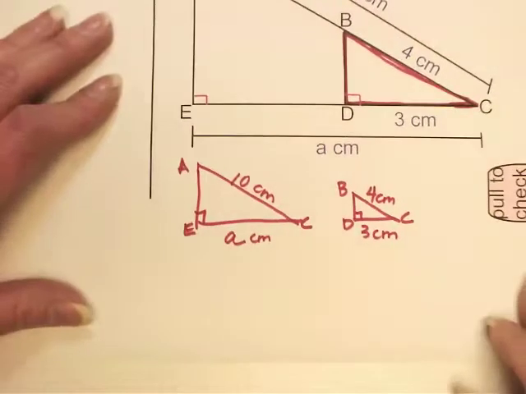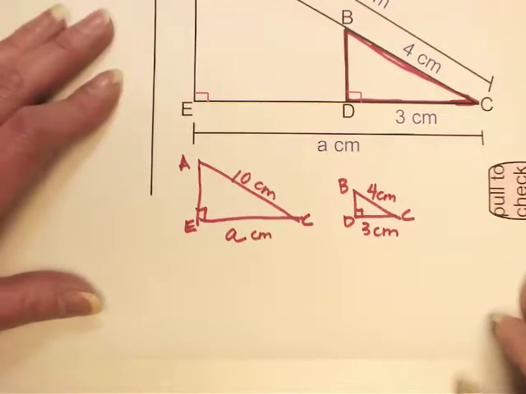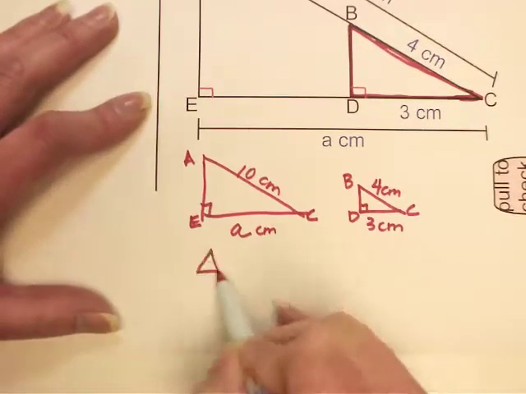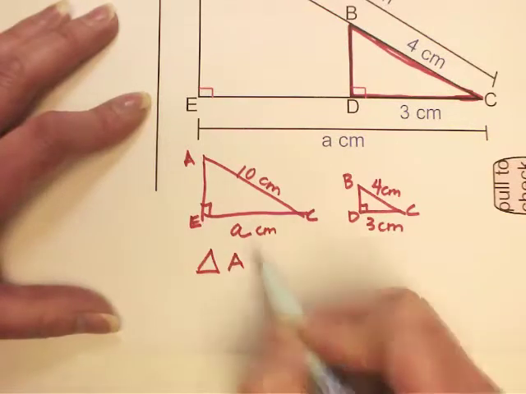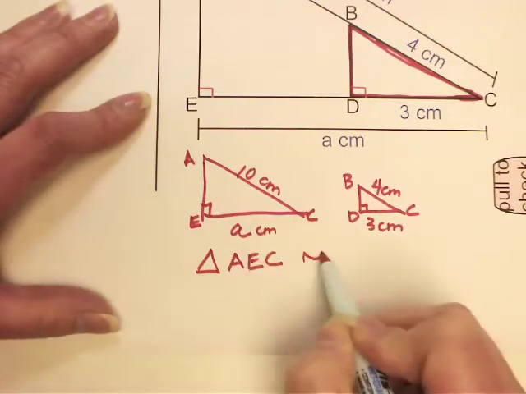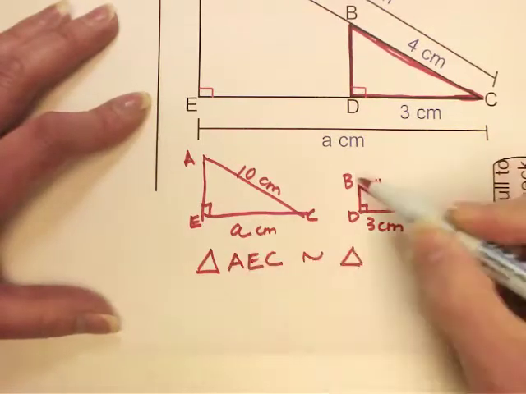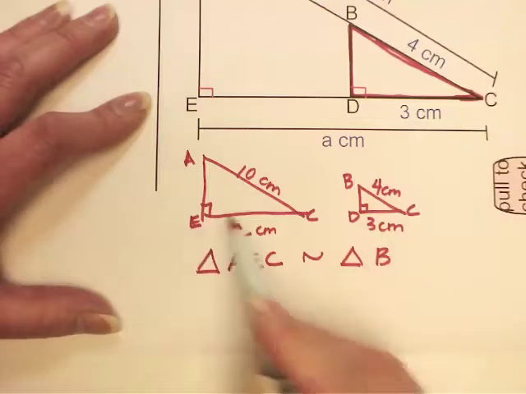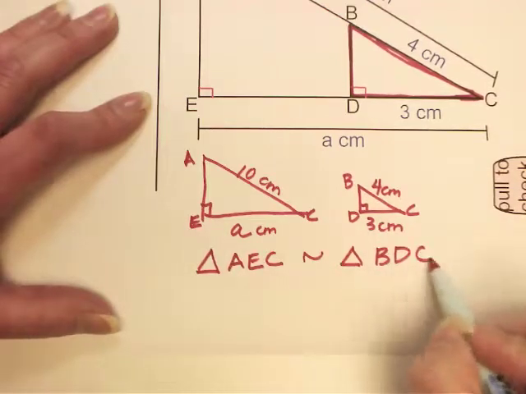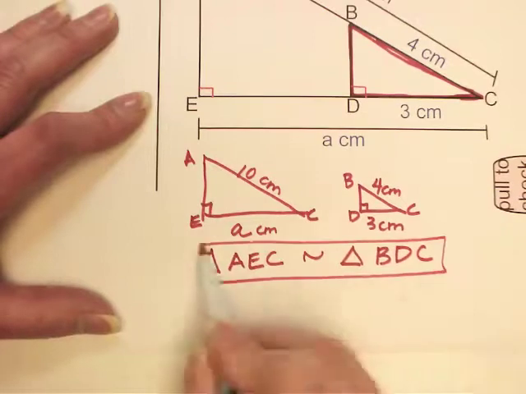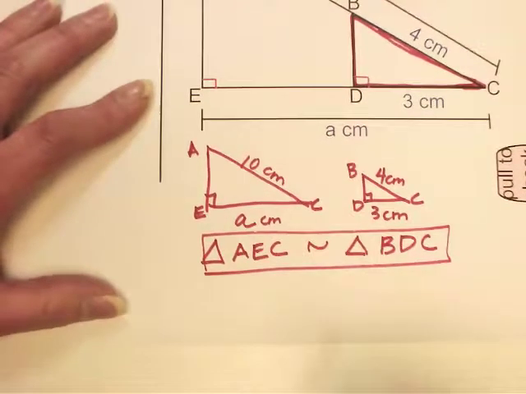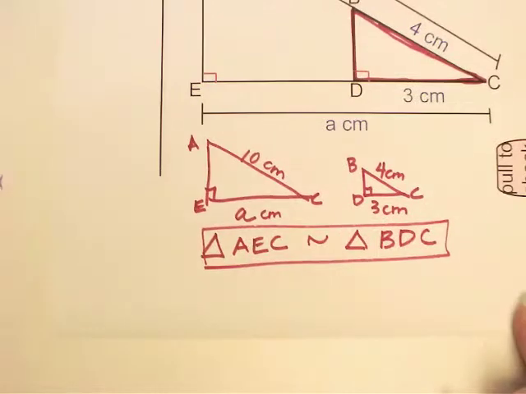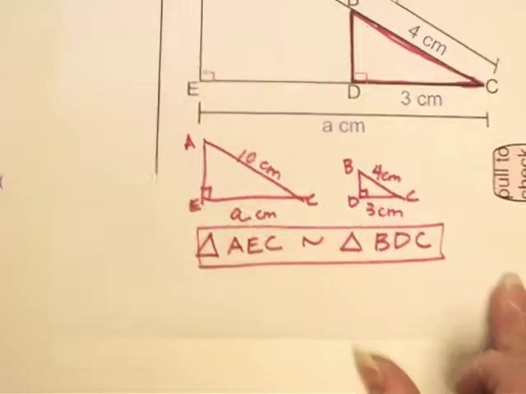So the question asks 2 things. Number 1, name the similar triangles. So which triangles are similar here? We've got triangle A, E, C is similar to which other triangle? B, and we have to match it. E is right here, it has a right angle, so it has to match D and then C. So that's the first part of the question. Second part, we have to find our missing measure. So this is where we do our matching and solving. So let's go ahead and match that and then solve it.